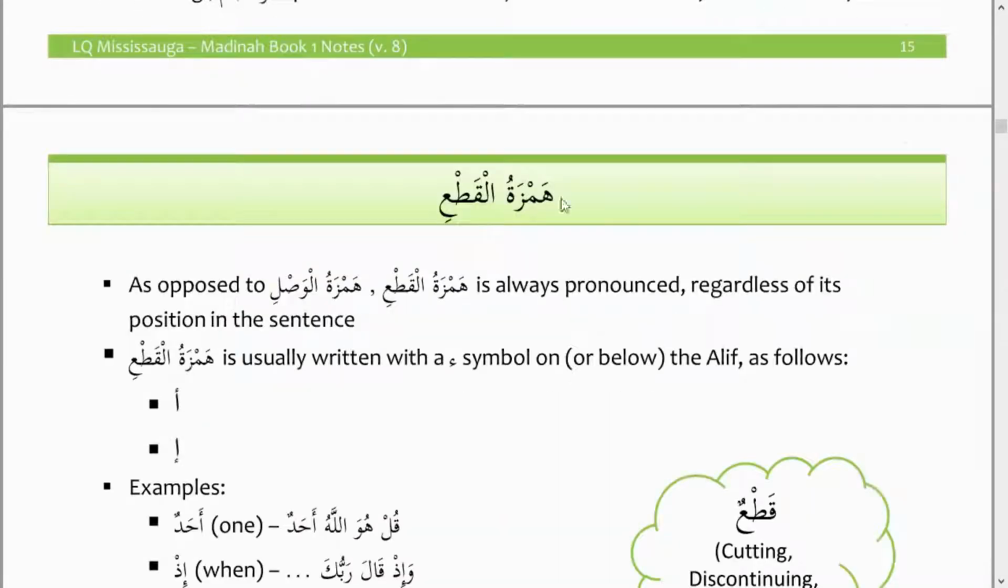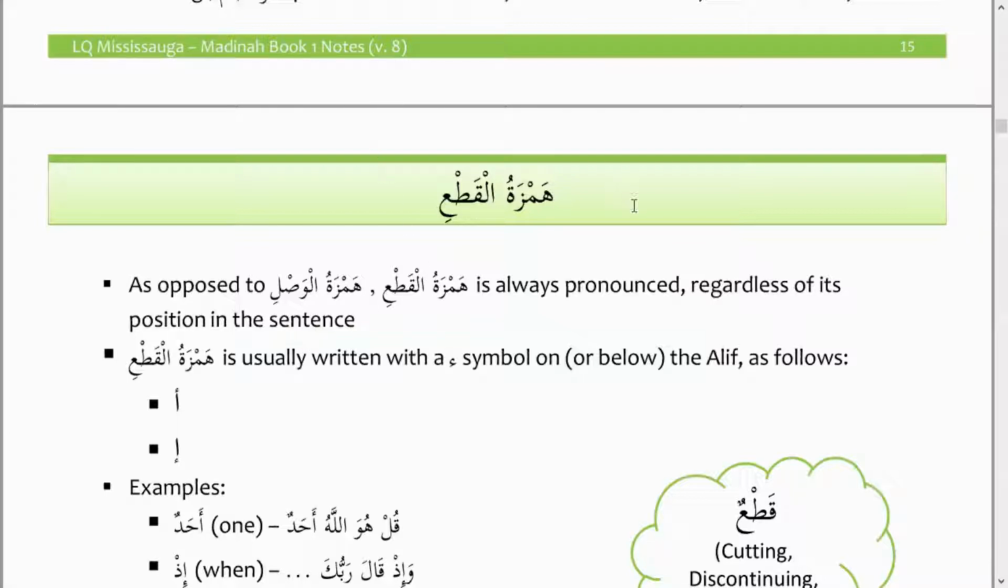Next, the Hamzatul Qata. Qata is like cutting. This is the opposite, a second type of Hamza. How do you know this is there? You'll find a small Hamza sitting on an alif, like this. As opposed to Hamzatul Wasl, Hamzatul Qata is always pronounced, whether something comes before it or not. We always pronounce this Hamzatul Qata, regardless of its position in the sentence. Wherever it comes in the sentence, we always pronounce it.